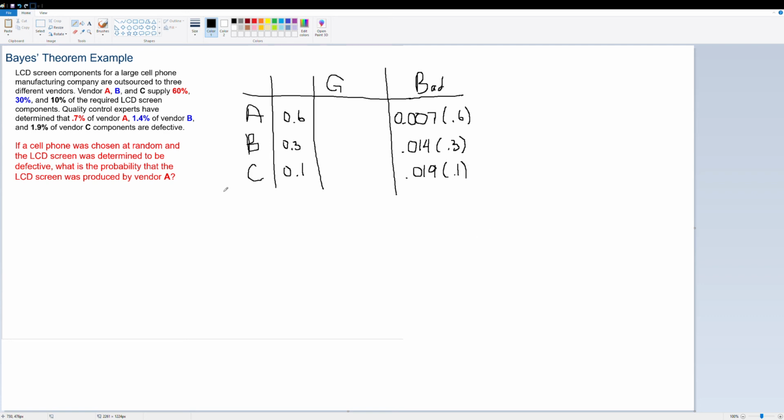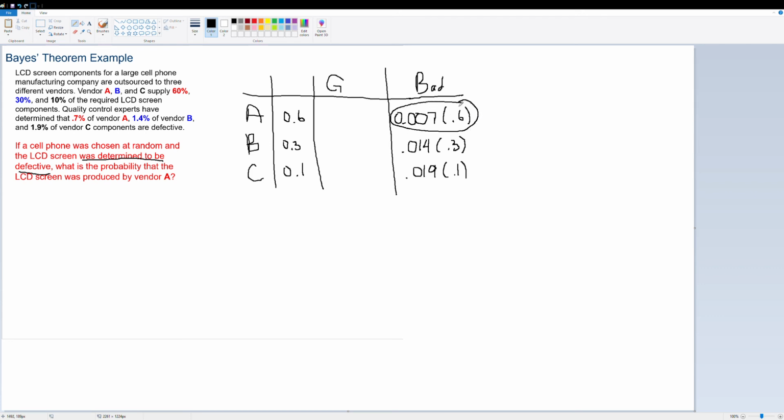So, if a cell phone was chosen at random and the LCD screen was determined to be defective, what's the probability the LCD screen was produced by vendor A? I could fill in my good part of the table here. I would just do 1 minus 0.007, and that would be the decimal value of the percentage of good components, times 0.6. Same thing here, 1 minus 0.014 times 0.3, and 1 minus 0.019 here. So high percentages of good parts. But I'm interested in bad because I know that it was determined to be defective. I already know it's a bad part. So what's the probability that it came from vendor A?